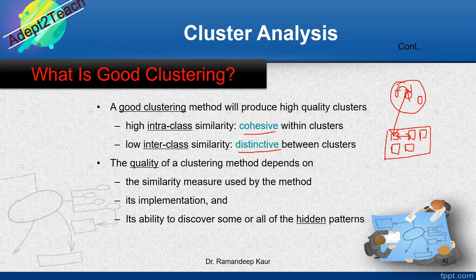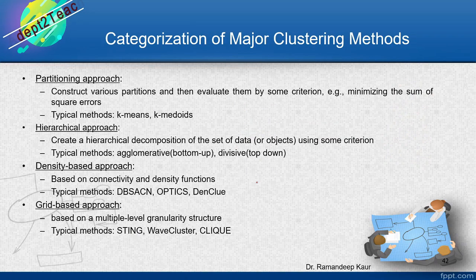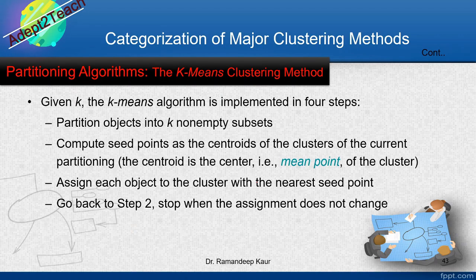So the quality of clustering depends upon the similarity measure, how we implement it, and how many hidden patterns we can discover, or how much new knowledge we can identify from these clusters. Now, there are different clustering methods that are widely used. First is the partitioning approach, then the hierarchical approach, the density-based approach, and the grid-based approach. So let's see every method one by one. First is the partitioning approach, which basically uses the k-means clustering method.